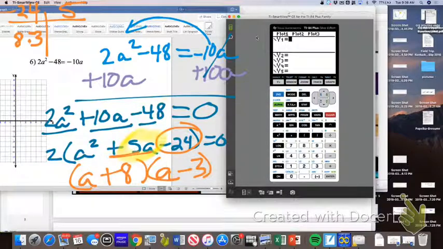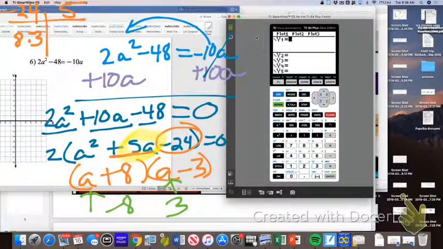So remember, to find your zeros, you're trying to figure out what values for a would cancel out a positive 8 and make it a 0. What's the opposite of positive 8? Negative 8. And what's the opposite of negative 3? Positive 3. So I'm pretty sure that my zeros are negative 8 and positive 3.